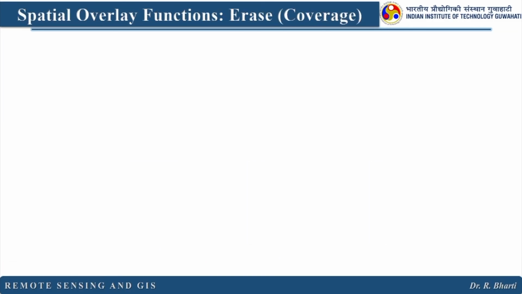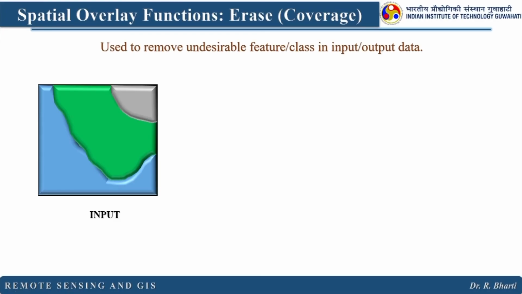Now let us see what are the utility of this spatial overlay function in our remote sensing application. So when you are involved in some project where you want to use this remote sensing data, how exactly this GIS is playing a role. So let us assume you have derived a map by using some classification technique, some data, and you have this is map, output map. Don't see this input. This is the input for this function, erase function.